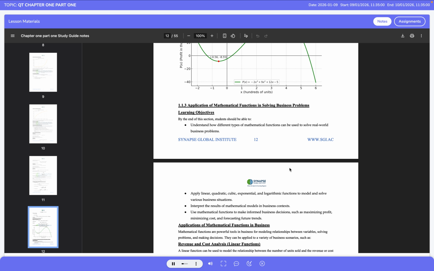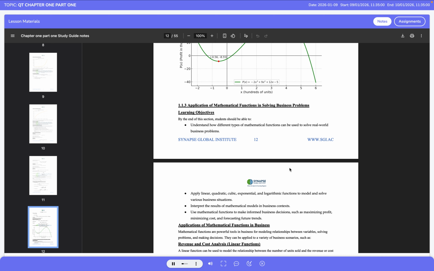We now continue seamlessly with the application of mathematical functions in solving business problems. As always, please use the chat section freely if any step, interpretation, or calculation needs clarification, because applying these ideas correctly is central to sound business decision-making.